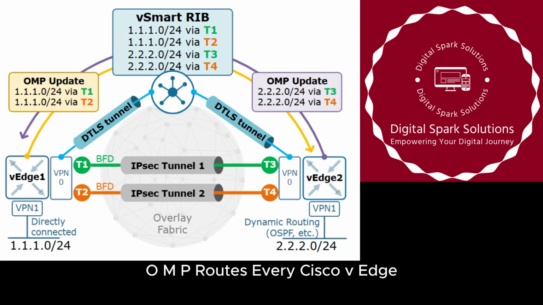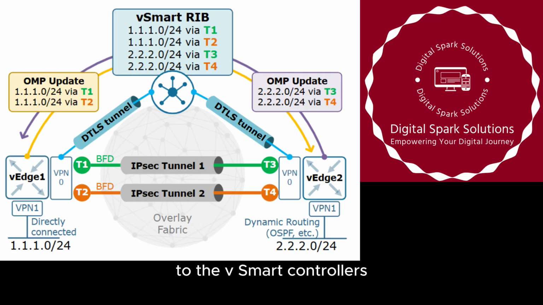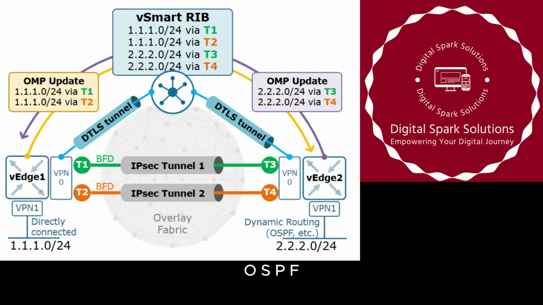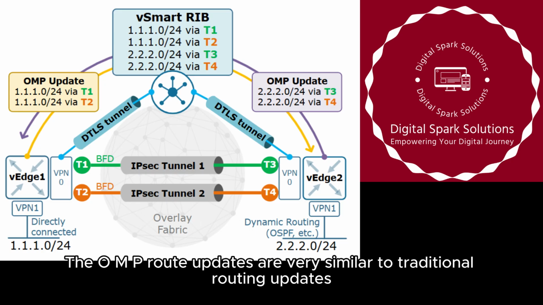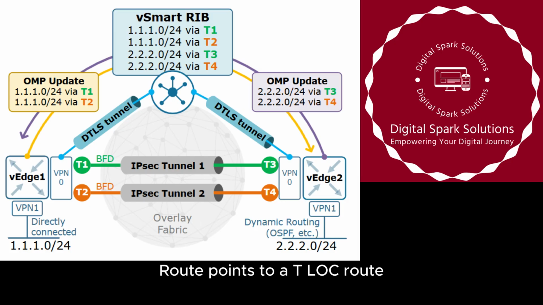OMP Routes. Every Cisco vEdge router will advertise prefixes learned at the local site as OMP routes, or vRoutes, to the vSmart controllers. OMP can import reachability information from traditional protocols such as EIGRP, OSPF, and BGP, and can also advertise connected and static routes. The OMP route updates are very similar to traditional routing updates.